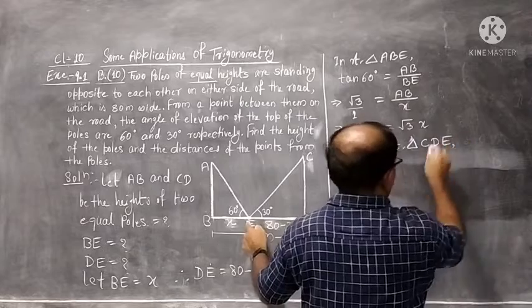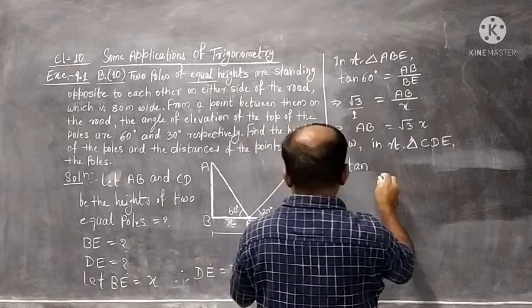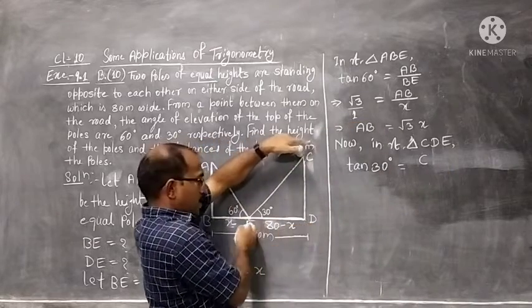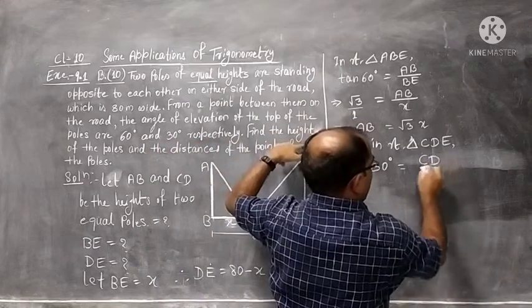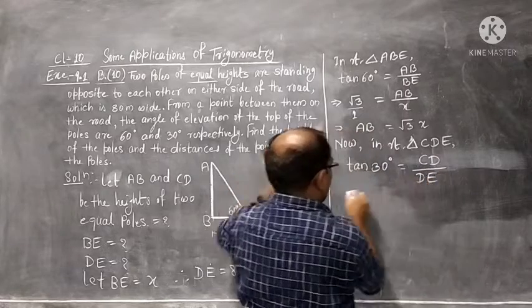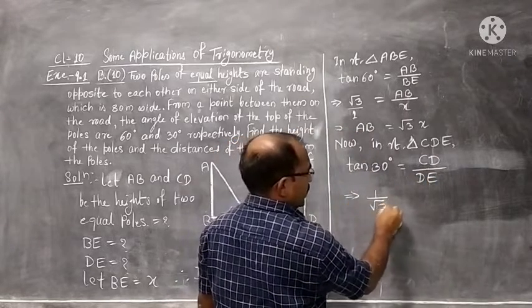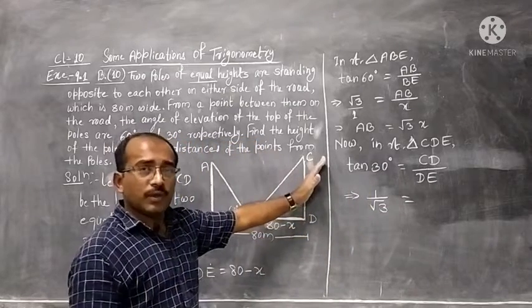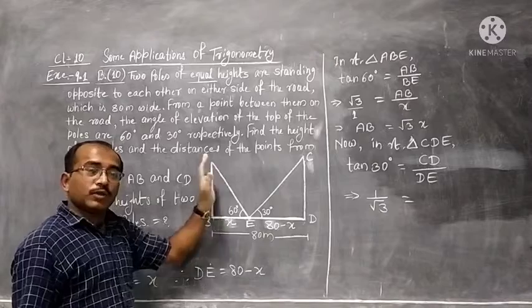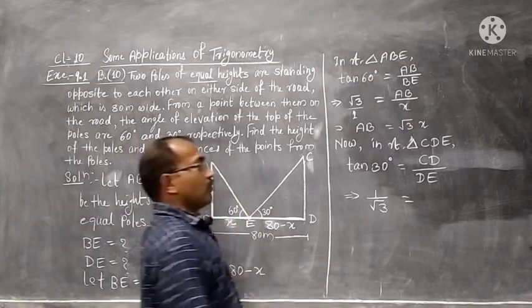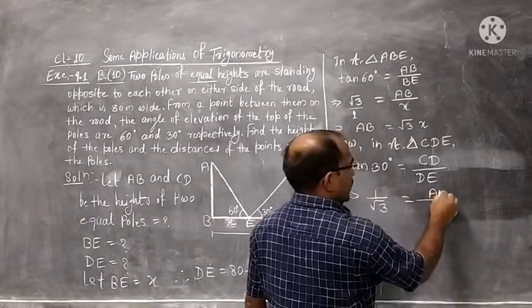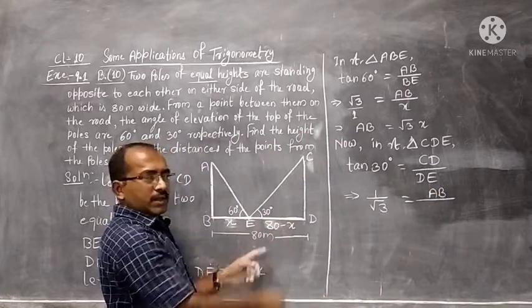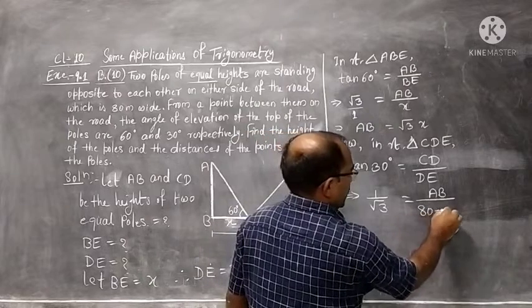Here also we use the same ratio, tan, for perpendicular over base. The angle is 30 degrees, the perpendicular is CD and the base is DE. So, tan 30 equals CD by DE. The value of tan 30 we know, 1 by root 3. CD we do not know, but something we know about CD: it is equal to AB. Both poles are of equal height. So, why not change CD into AB. What do we know about DE? DE is 80 minus x, so we will use 80 minus x.